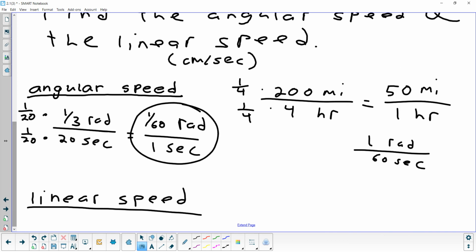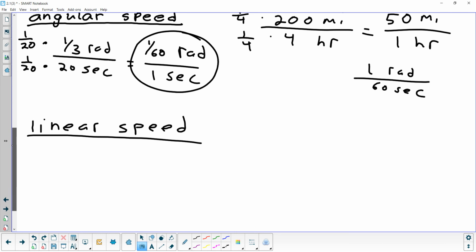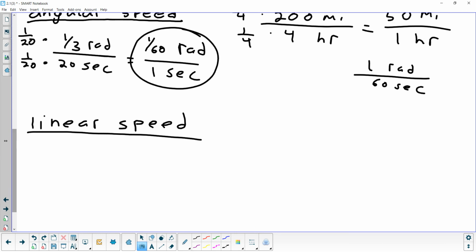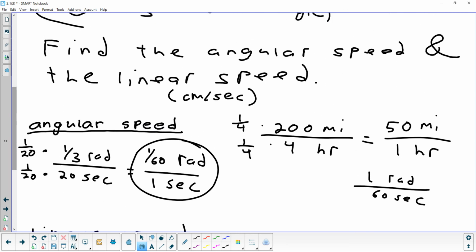All right, so now let's take our speed that we have and see if we can get it to be a linear speed. So we have 1/60th of a radian. And again, I could use minutes, but I'm going to stick with seconds because they said to use seconds. What's nice about that is we don't have to mess with the timing. They gave us seconds, they want seconds. So we don't have to change that.